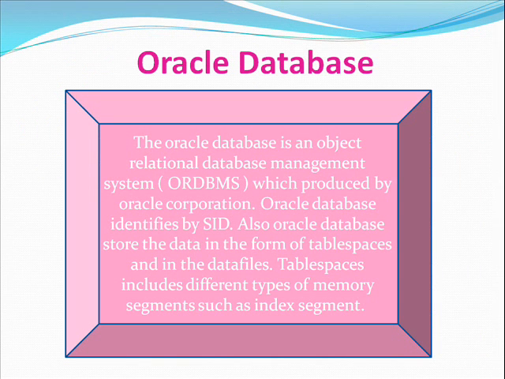We are going to focus on 2 types of databases in our presentation. The first one is the Oracle database. What is the Oracle database? The Oracle database is an object relational database management system which is produced by Oracle Corporation. An Oracle database is identified by a SID. Also, an Oracle database stores the data in the form of table spaces and in data files. Table spaces include different types of memory segments, such as index segments.